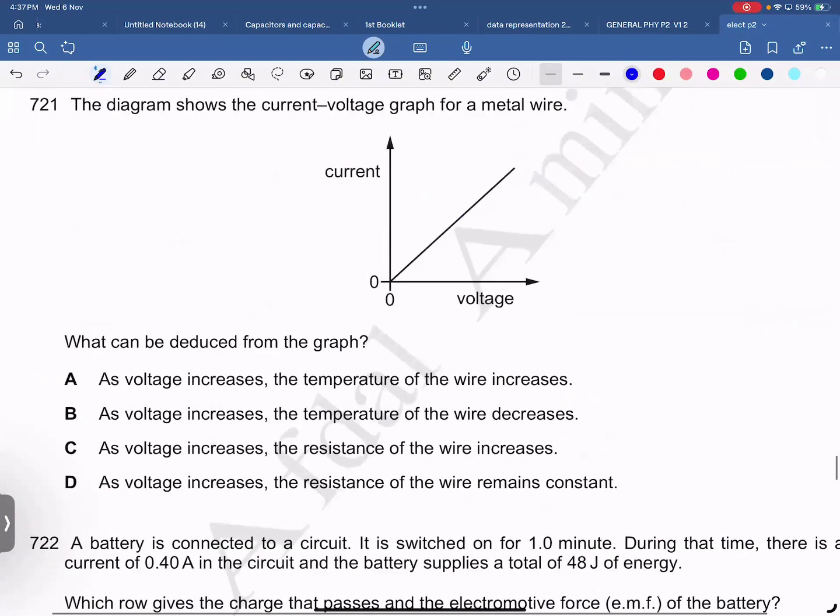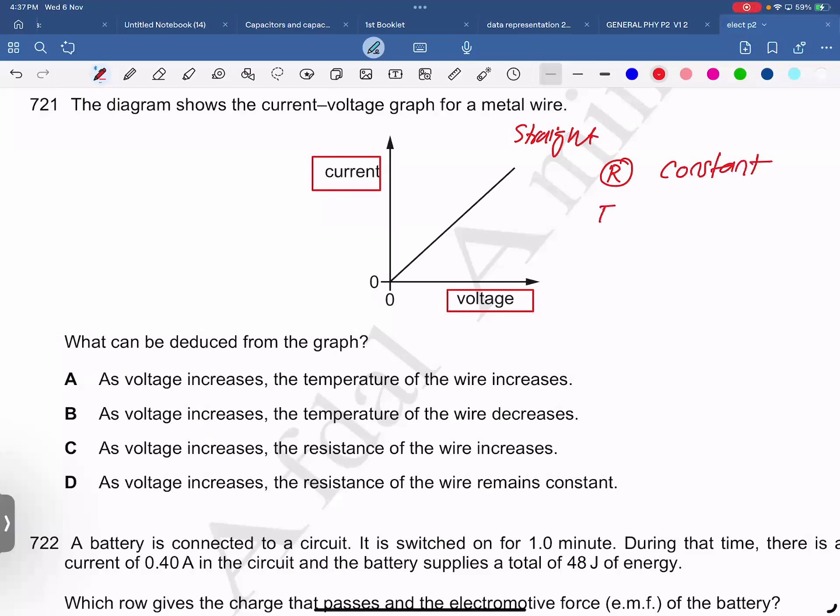21. The diagram shows the current voltage graph for a metal wire. What can be deduced from the graph? Let me tell you, as we studied before, as long as current and voltage graphs are straight lines, the resistance is constant. Resistance constant means the temperature is also constant. As voltage increases, does temperature increase? No. If the graph is a straight line, resistance is constant, so the temperature is constant.